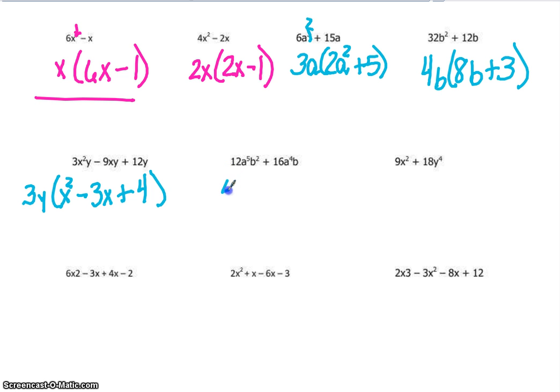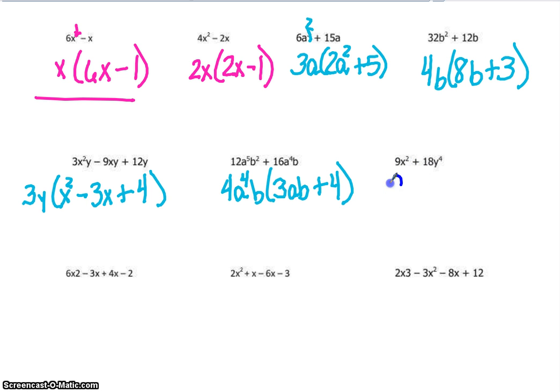12 and 16 will both divide by 4. They both have an a. Notice we have a to the 5th and a to the 4th. Use the smallest exponent. So we're going to pull out a to the 4th. They both have a b. 12 divided by 4 is 3. A to the 5th, but I'm taking 4 of them out, so it leaves me a. B squared, but I'm taking 1 out, so it leaves me b. Plus 16 divided by 4 is 4. A to the 4th, I'm pulling them all out. B, I'm pulling it out. There's your answer.